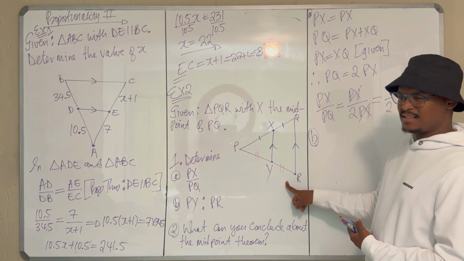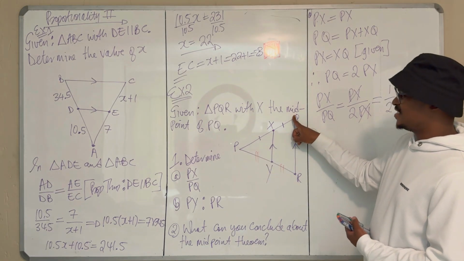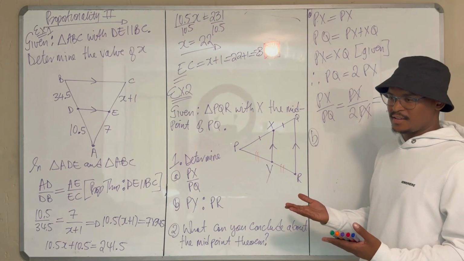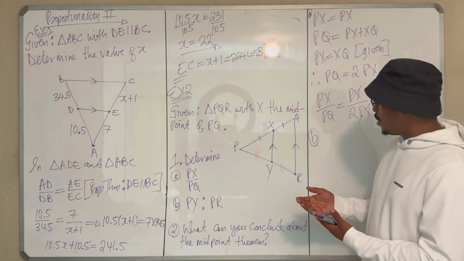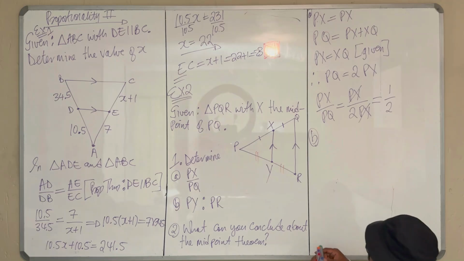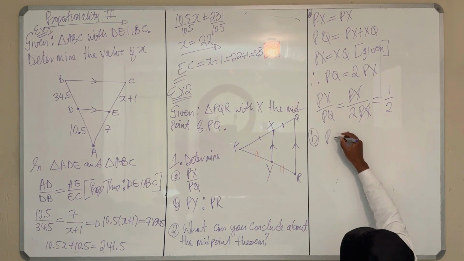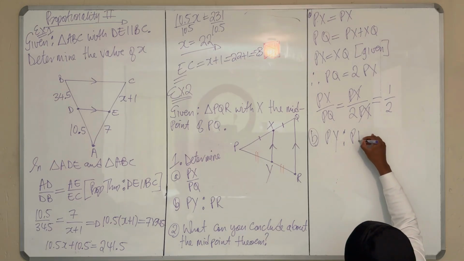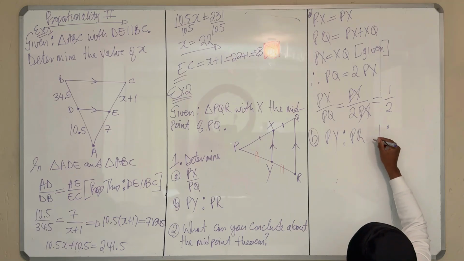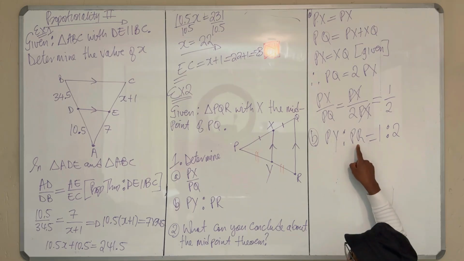Does it make sense? Yes. Because it's this over the entire side, which should be equal to this over the entire side. That's your midpoint theorem. Are you following? Yes. And if you look, your proportionality theorem will also work as well. So in that case, we can just say that PY is to PR should be equal to 1:2. Because this is half of this, or this is double that.